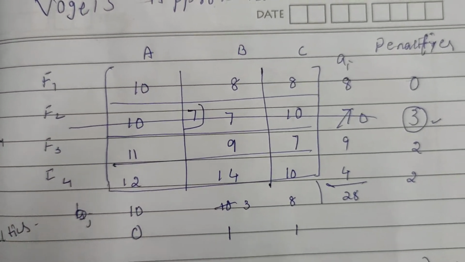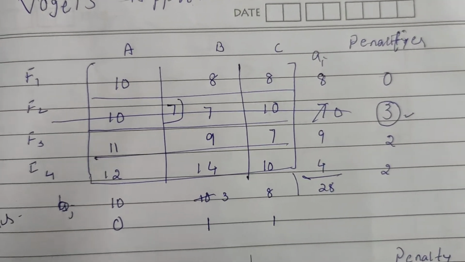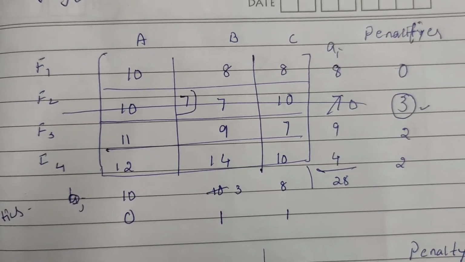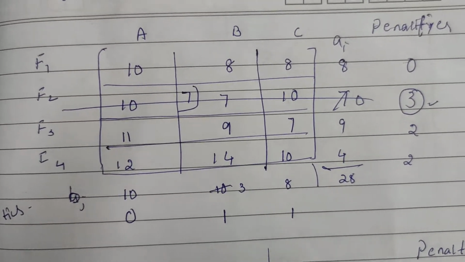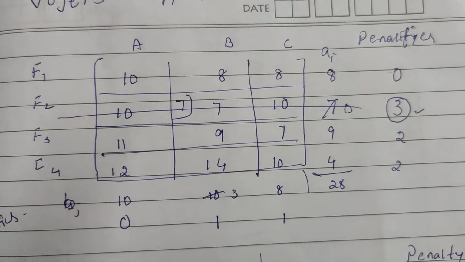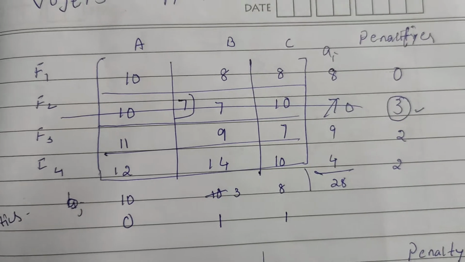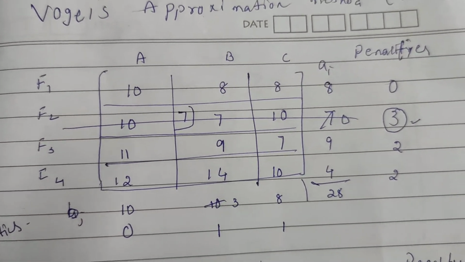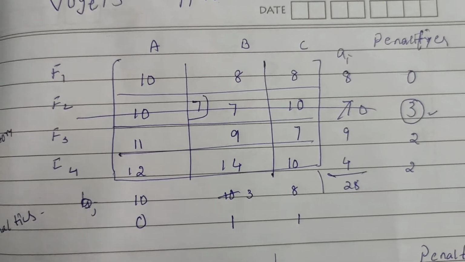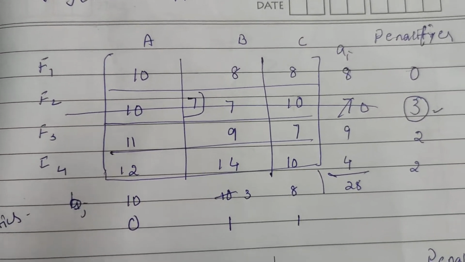Dear students, now we will discuss the VAM method. The problem is on your screen. F1, F2, F3, F4 and A, B, C are the requirement and availability, whatever is given in the problem. Ai is the supply and Bj is the demand. Assuming Ai as a supply and Bj as a demand.